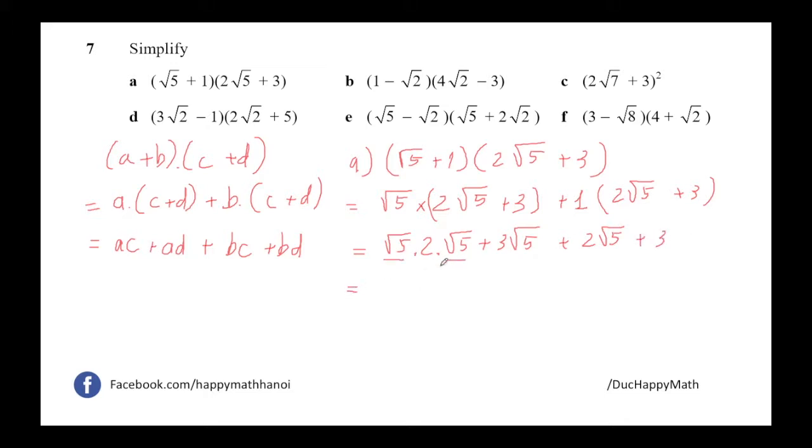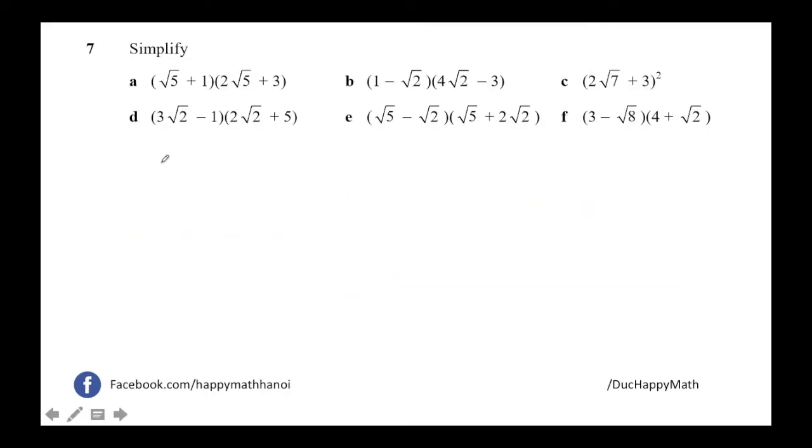Square root of 5 times square root of 5 is 5, so 5 times 2 is 10. Then the square root of 5 terms: 3 square root of 5 and 2 square root of 5. The two integers here, with no square root, are 10 and 3. Add them together, you will get 13. And 3 and 2 is mainly 5 square root of 5. That is question A.